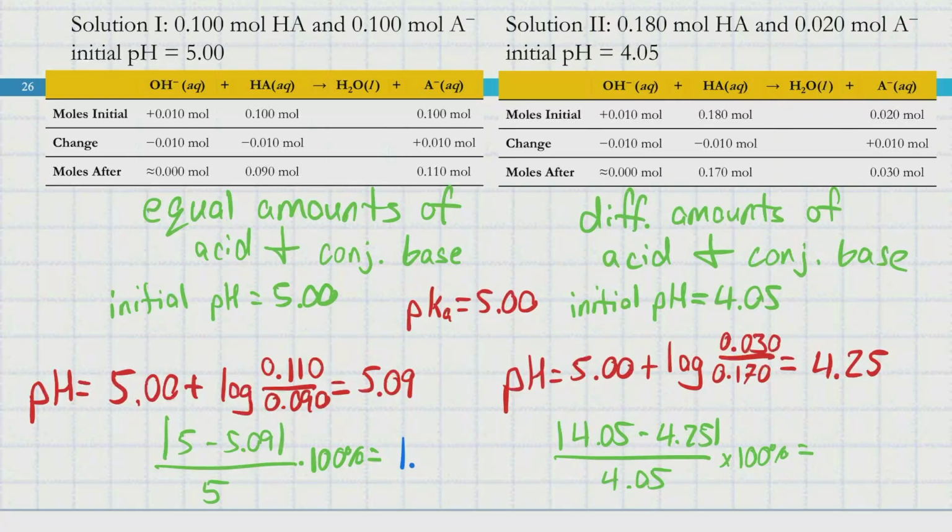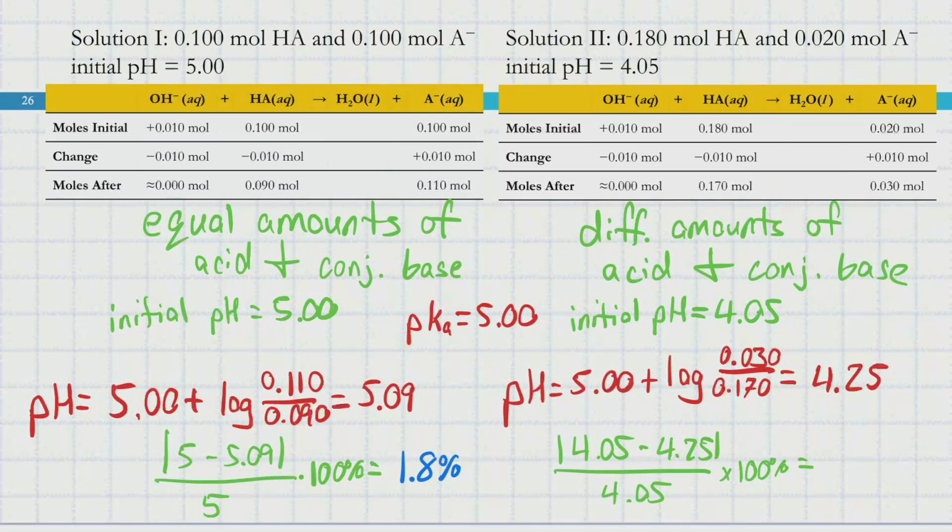So in our equal amounts case, we get a change of 1.8%. In our not equal amounts version, notice that we have a lot more acid. Our HA is a lot higher than our A minus. So even though we have an excess of the acid, which is what's going to be neutralizing the base, we're still seeing a bigger pH change. And that bigger pH change is 0.2 divided by 4.05 times 100. So this is getting a 4.9% change in pH.